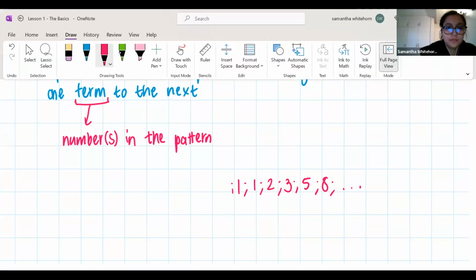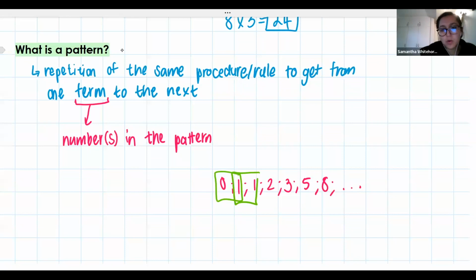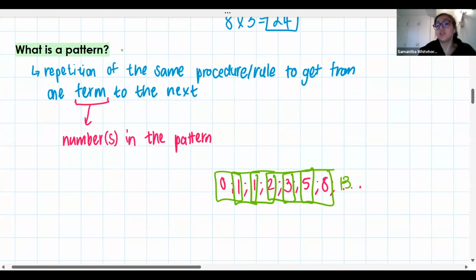So let's go like this. 0 plus 1 gives me 1. 1 plus 1 gives me 2. 2 plus 1 gives me 3. 3 plus 2 gives me 5. 5 plus 3 gives me 8. 8 plus 5 gives me 13. Where I got 11 from, I couldn't tell you. And so if you keep adding the terms before, you end up with the sequence.